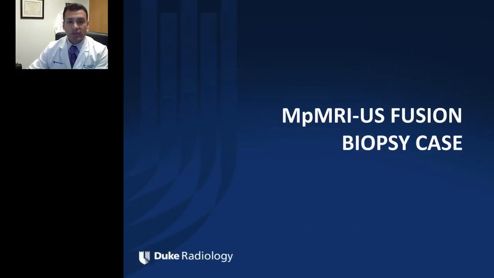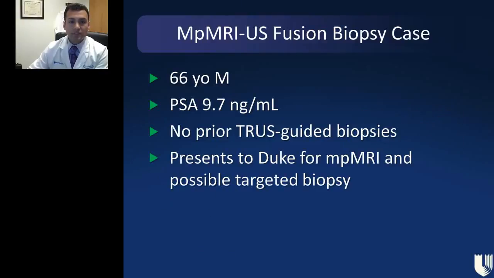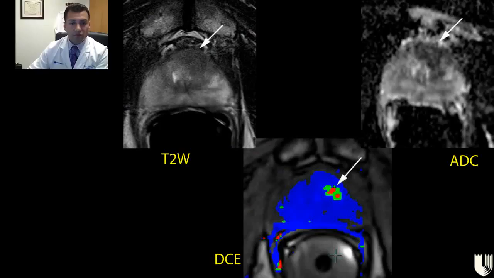So I want to show an example of an mpMRI-ultrasound fusion biopsy case right now. This is a 66-year-old male with a PSA of 9.7, with no prior TRUS-guided biopsies, who presented to Duke for mpMRI and possible targeted biopsy. What we're certainly seeing here at Duke more often is the biopsy-naive patient, the patient who says, why should I undergo a 12-core random biopsy if I can get an MRI first and then get a targeted biopsy? It's a question we're faced with very often, and this is an example of one of those cases.